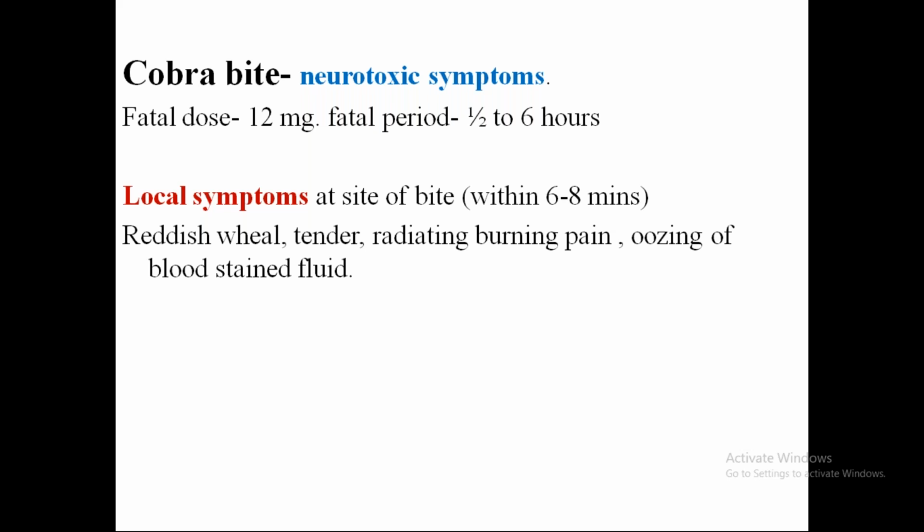The local symptoms at the site of bite occur within 10 minutes, within 6 to 8 minutes. At the bite site, the patient can develop a reddish wheal which can be tender, then a radiating burning pain will occur in case of cobra bite, and then oozing of blood-stained fluid. So the reddish tender wheal, radiating burning pain, and oozing of blood-stained fluid are the localized symptoms of cobra bite.